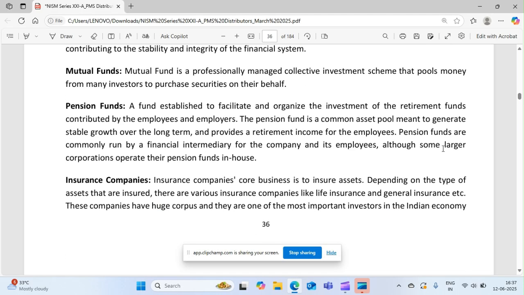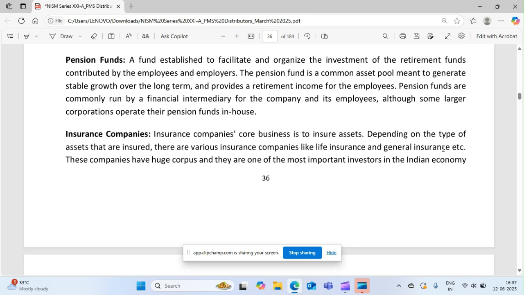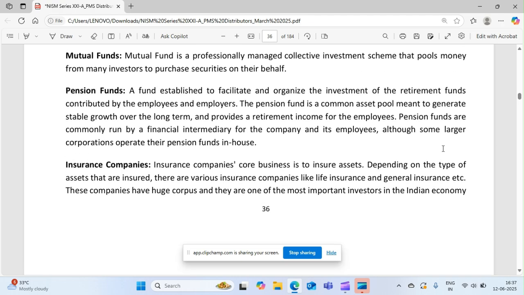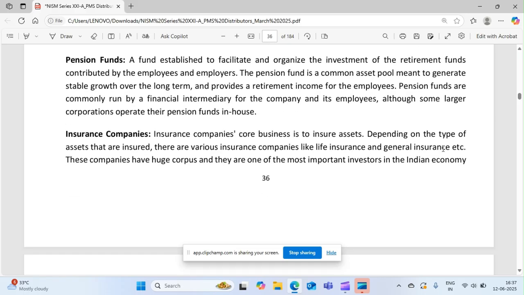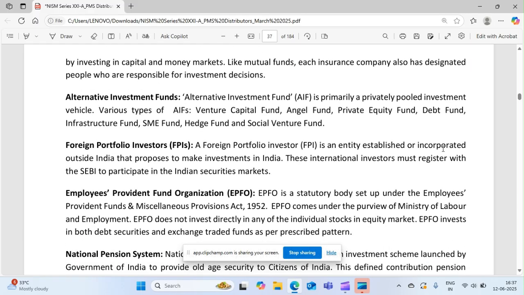We have mutual funds. They have become very popular recently. They invest on behalf of investors. We have pension funds, we have insurance companies. Pension funds, basically what do they do? They are managing pension, right, for their customers. We have insurance companies. Insurance companies take premium from you. What do they do with the premium? They invest. Where do they invest? Into different assets, into different securities, right? We have alternative investment funds.